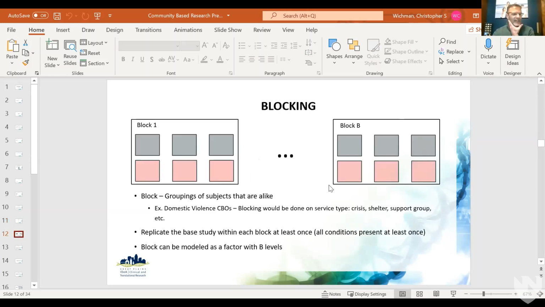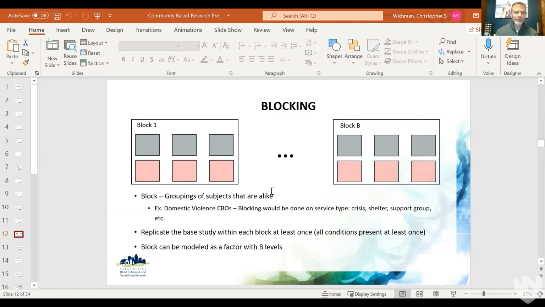And then blocking, I spoke about this a little bit before. Each of these white boxes is a design block. In this case, I have 6 entities within the block that are as alike as possible for whatever reason. I have 2 conditions, the gray condition and the red condition, and I'm going to randomly assign the condition to these 6 entities within the block. And then I have B blocks total. So my block is typically just a grouping of subjects that are alike.